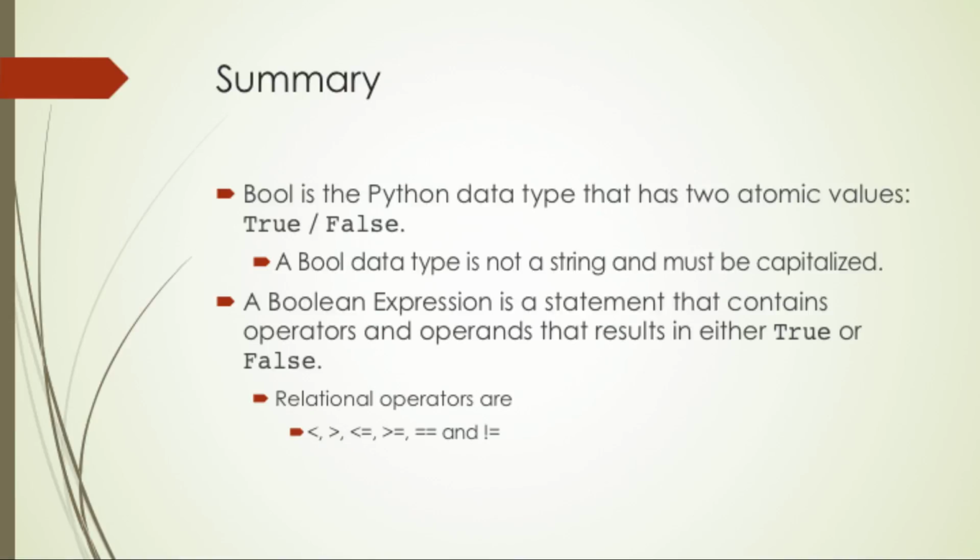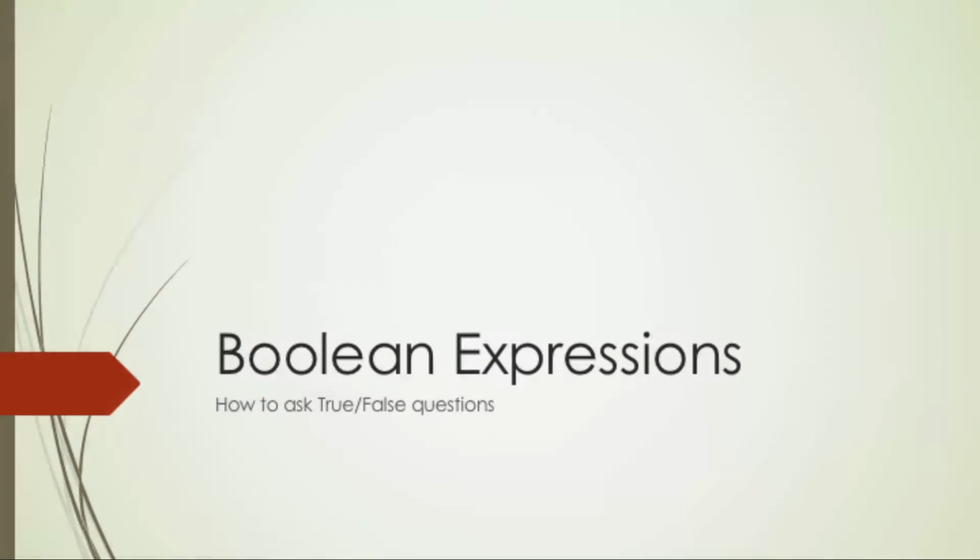In summary, bool is a Python data type that represents two atomic values, True and False. A Boolean expression is a statement of a true or false relationship between two operands. The Python language contains the same 6 relational operators that we are familiar with from math. We can use these operators to establish relationships, and as we will see in the next video, we can make decisions in code based on the resulting output from these expressions.